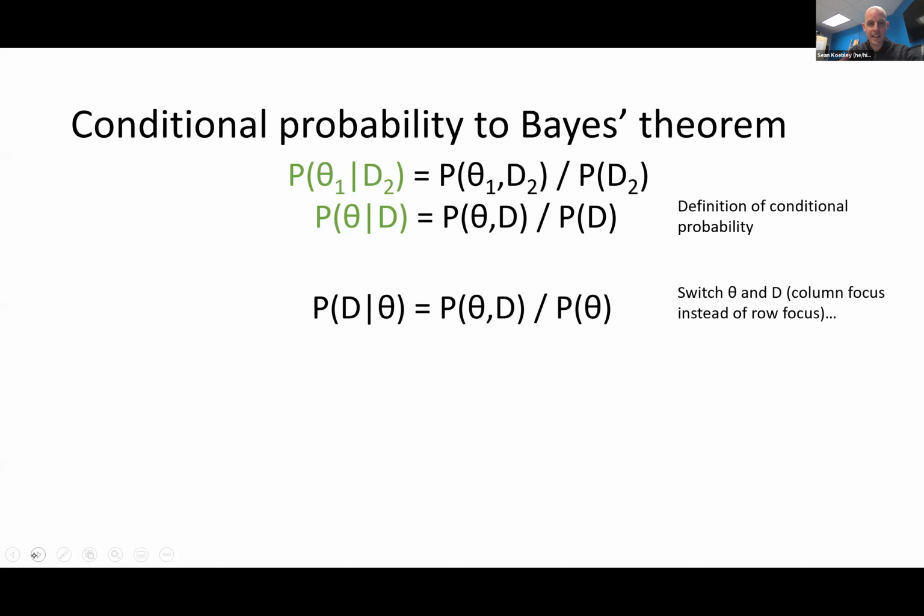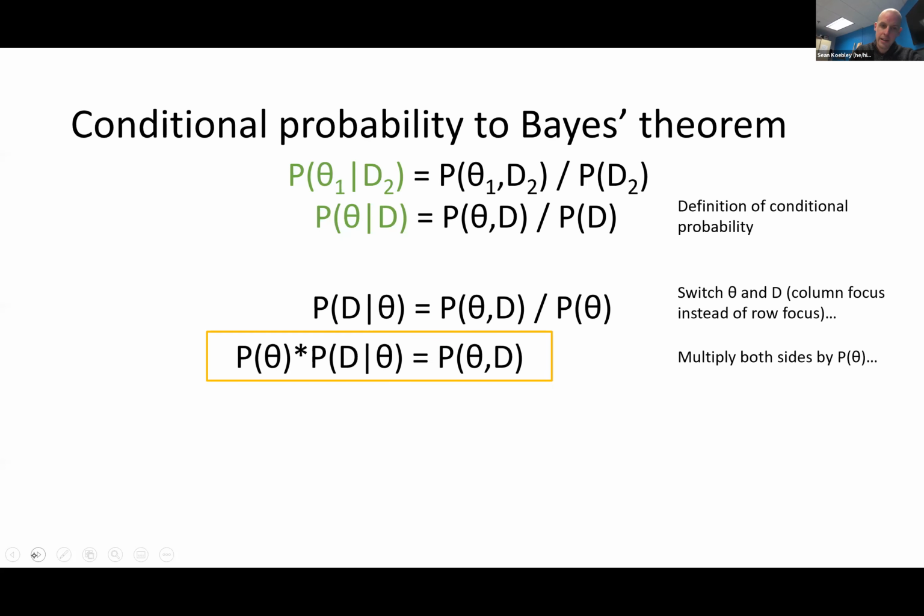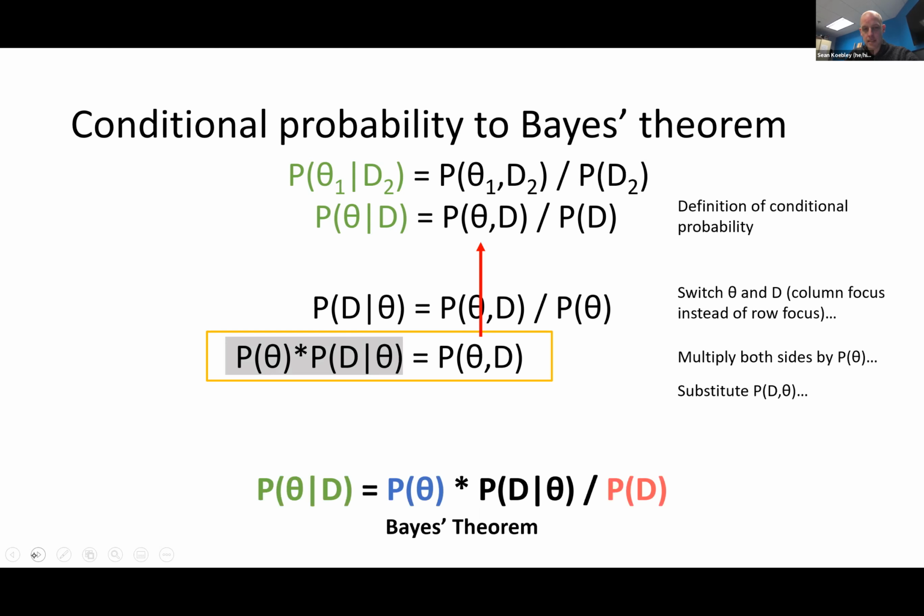So here's the algebra. I might be going a little too quick to follow along, so maybe you can just absorb the beauty of Bayes' theorem. We're just going to switch theta and d. It's the second question that I asked. You can consider focusing on a column instead of a row and get this relationship: P of d given theta equals P of theta and d divided by P of theta. Here's the algebra: multiply both sides by the probability of theta, and we see a common term, that and term. So we can plug that into your original equation, and that's Bayes' theorem. That's as simple as it is.